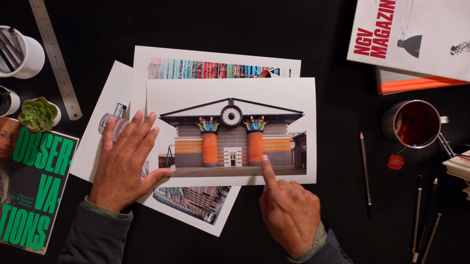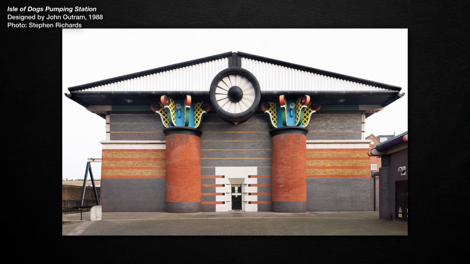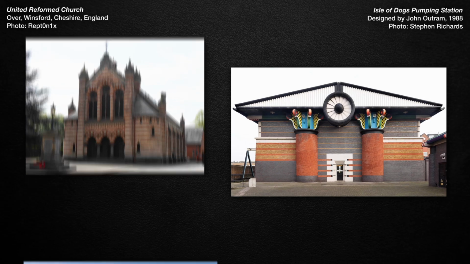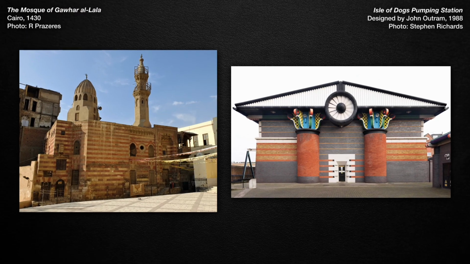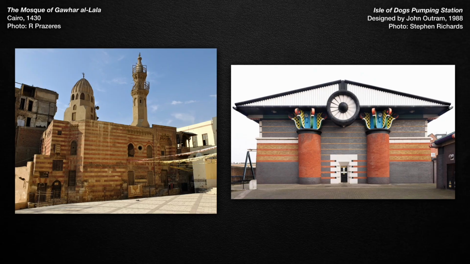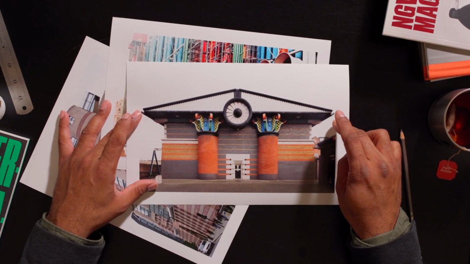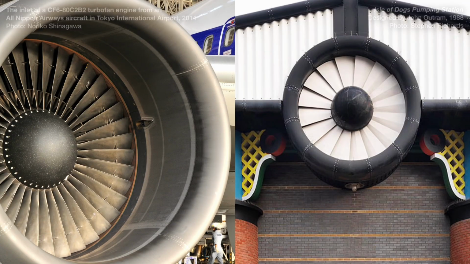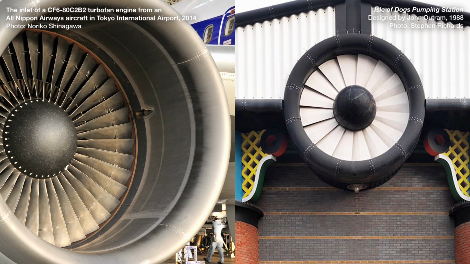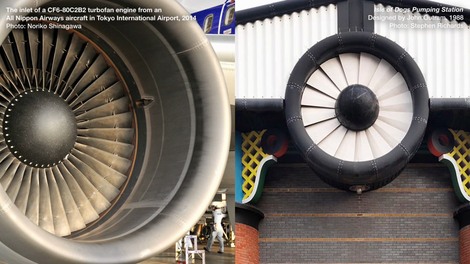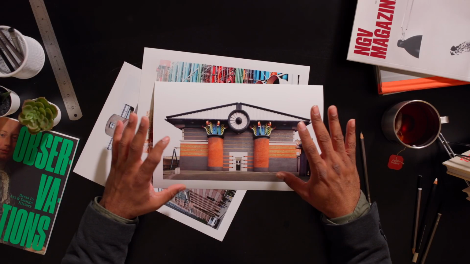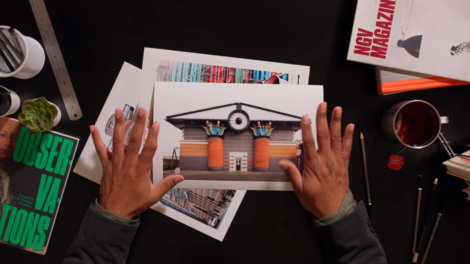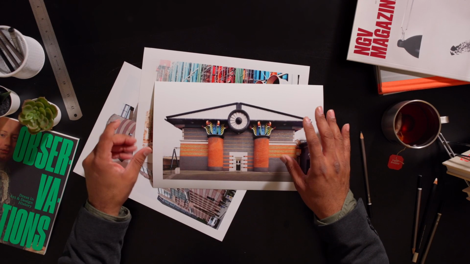The polychromy brick banding references everything from high Victorian Gothic church architecture to Mamluk architecture of medieval Cairo. And on the top you have these corrugated steel elements for the roof, and here in the middle a reference to a jet aircraft engine, for example. Again, that reference to an industrial language, but at a scale which seems totally out of proportion with how you would think about this facade. It's such a curious building, and you'd never imagine this was a pumping station.